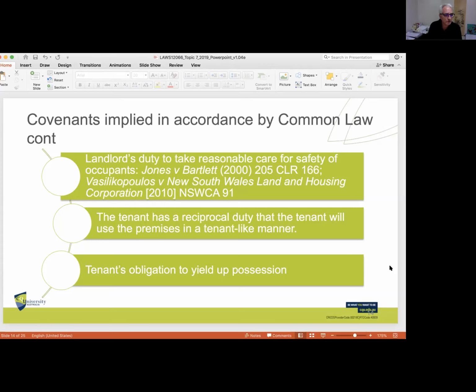We've also got this idea that the tenant has, as I've already mentioned, a duty that they will use the premises in a tenant-like manner, so be aware of that. The tenant has an obligation to yield up possession when that's required, and the law demands that, or subject to the requirements of the lease.